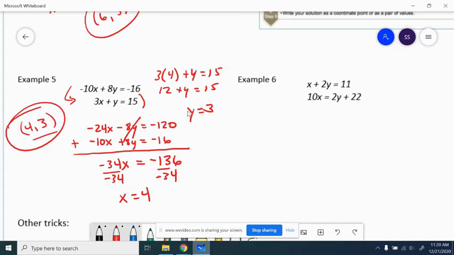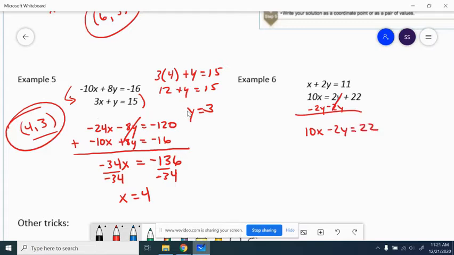Okay, number 6. So we've got to do a few things here. Our equal sign and our variables don't line up here. So how I could do this quickly would be to just subtract 2y on both sides for the bottom equation. Okay, so I'll be left with 10x minus 2y, these would cancel out, is equal to 22.